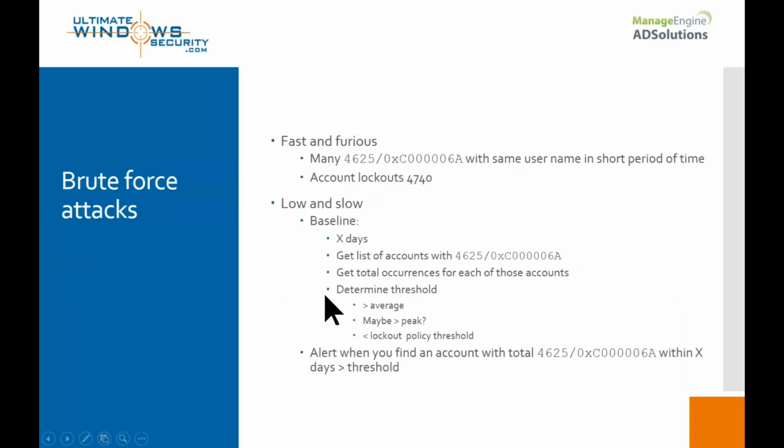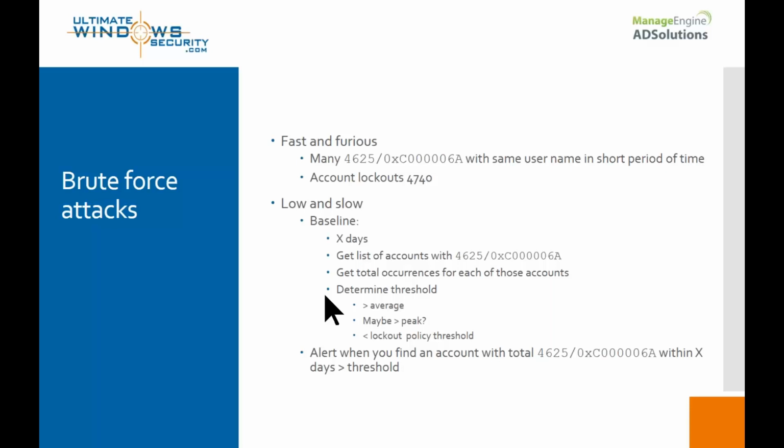Now let's talk about brute force attacks, where we're just trying every possible password until we come up with one that fits for a given user account. Well, first of all, there's the fast and furious types of attacks, pretty uncommon nowadays. But what you're going to see is event ID 4625 with the 6A status code for a given username, many of those in a short period of time. It might also likely be accompanied by account lockout events, 4740.